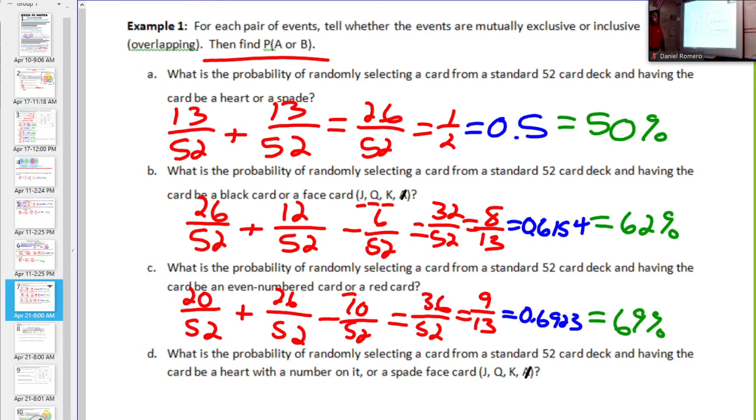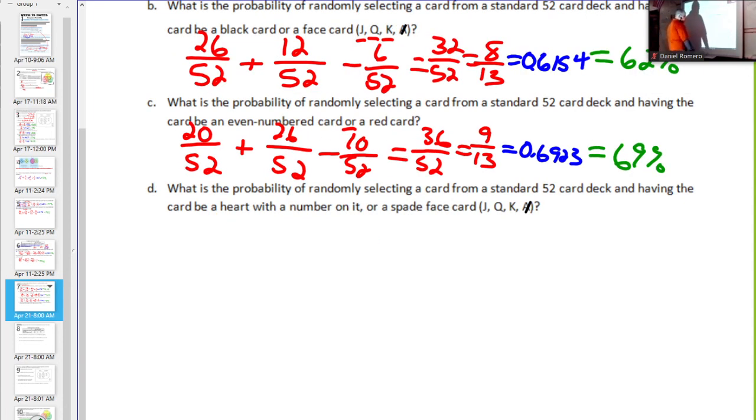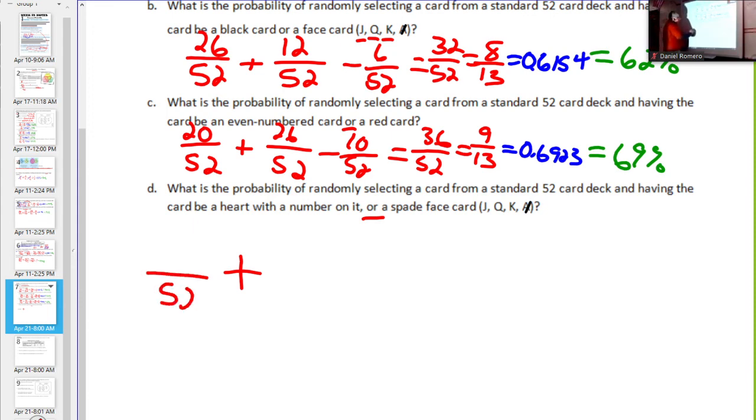What is the probability of randomly selecting a card from a standard 52 card deck and having the card be a heart with a number on it or a spade? So here's your or. How about a heart with a number on it? How many hearts have numbers on it? ¿Cuántos corazones tienen números? 2, 3, 4, 5, 6, 7, 8, 9, 10. 9.